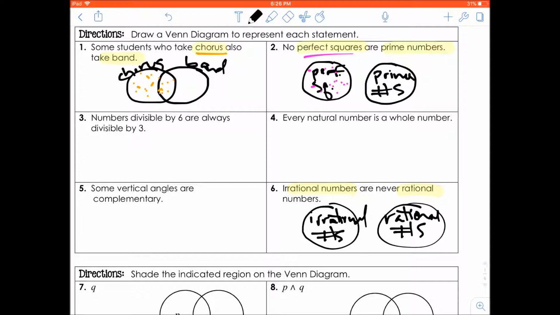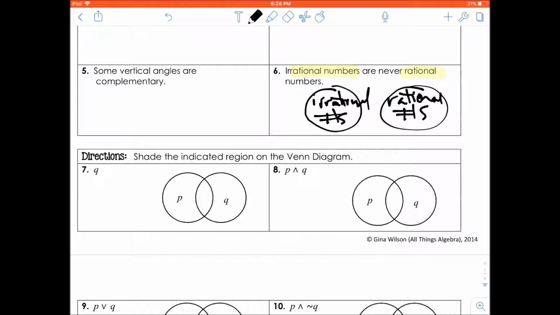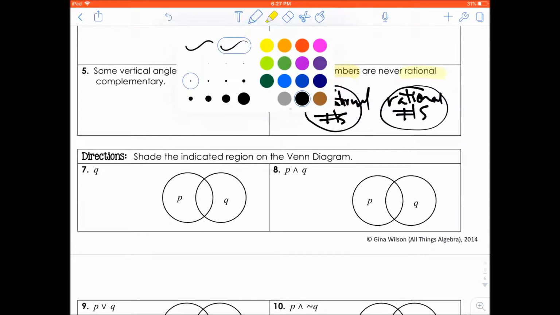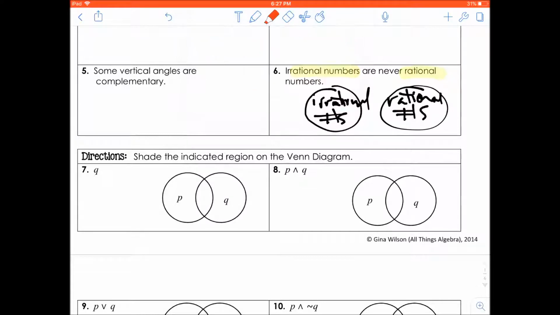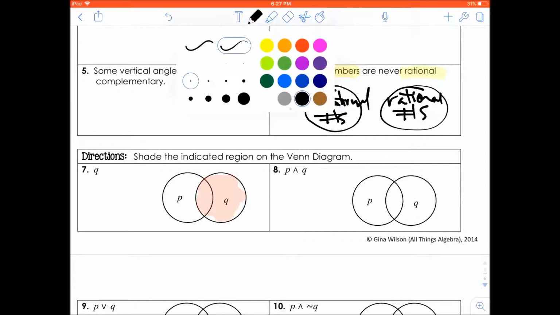So in the next section, we have to shade the indicated region on the Venn diagram. Here's where we're going to have to look back up to what these things mean. The first one's asking me to shade everything that is Q. So whatever Q is, I see Q here. But guess what? Q is also in this overlap. These overlapping people, I used red, so let's use red dots.